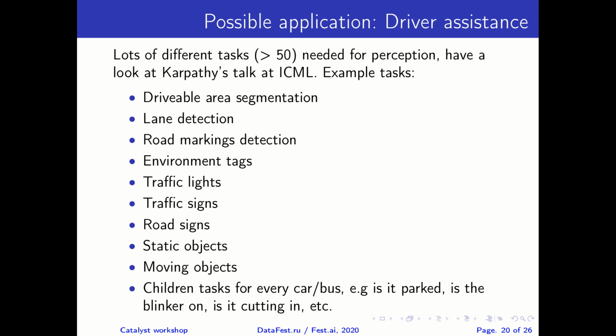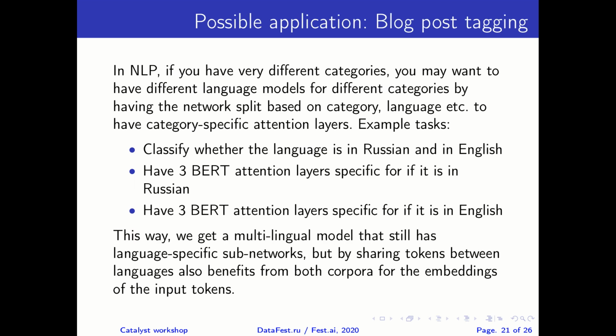So example tasks here would be drivable area segmentation, lane detection, road markings detection, environment tags, traffic lights, traffic signs, road signs, static objects, moving objects, and child tasks for everything. For example, for every car, is it parked, is the left blinker on, is the right blinker on, is it cutting in. Lots of different tasks could be needed for driver assistance.